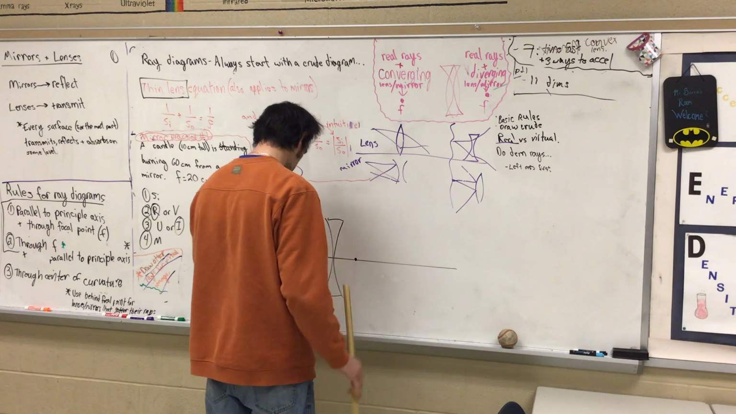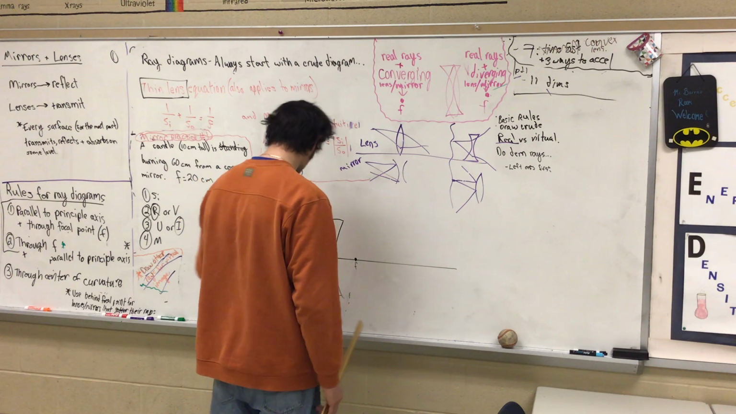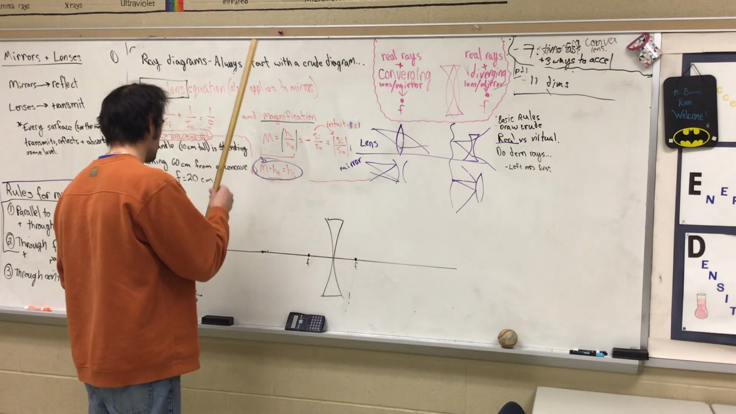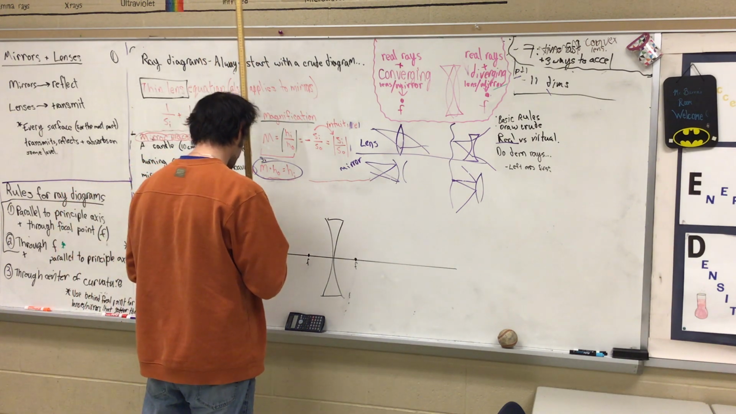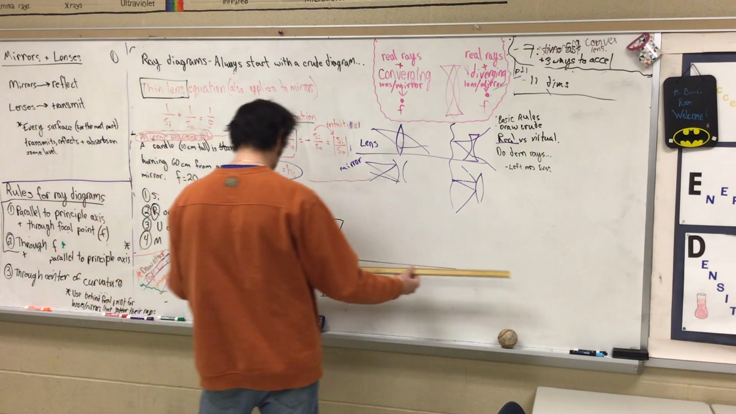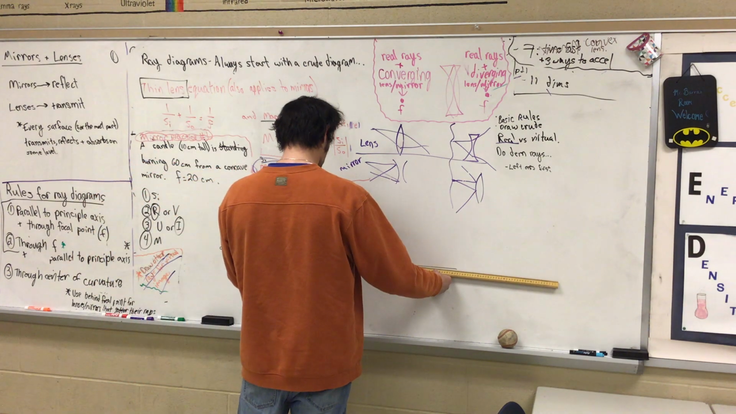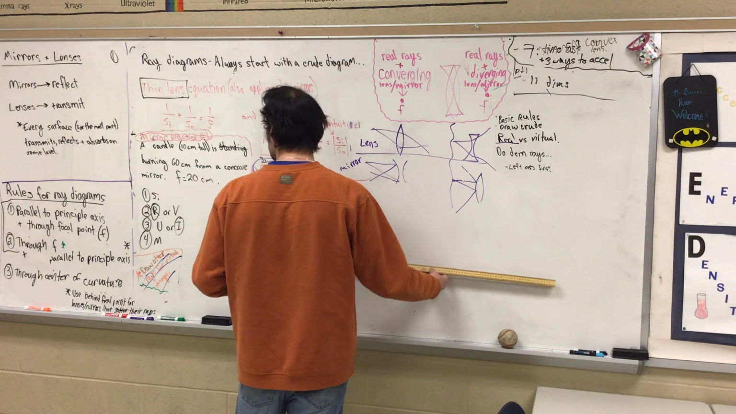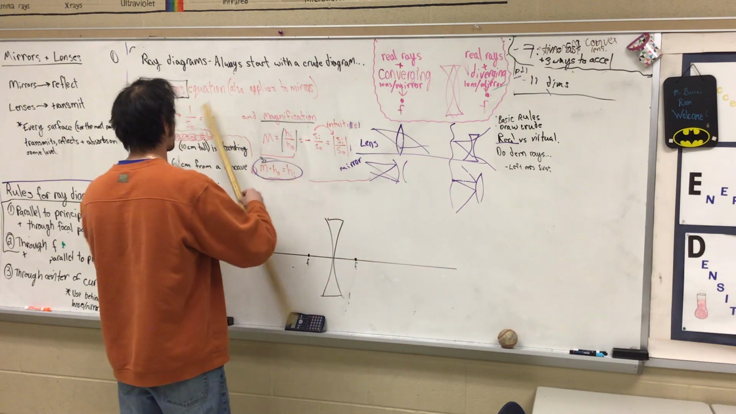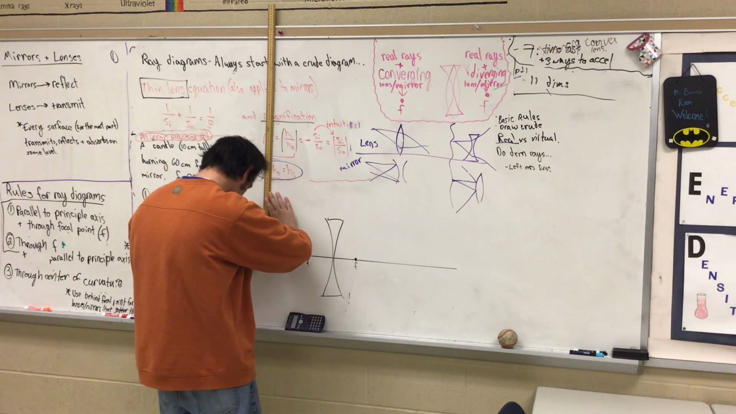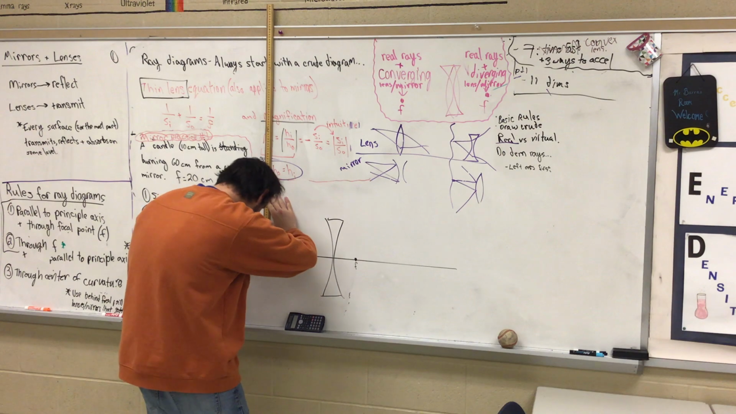Focal point, candle. Ooh, how tall is my candle? 10 centimeters tall, and I'm using a scale of... what was my scale? Oh, my scale is completely out of whack. No, I used a scale of a half. So instead of 10 centimeters tall, the candle's going to be 5 centimeters tall. So there's the top of my candle.